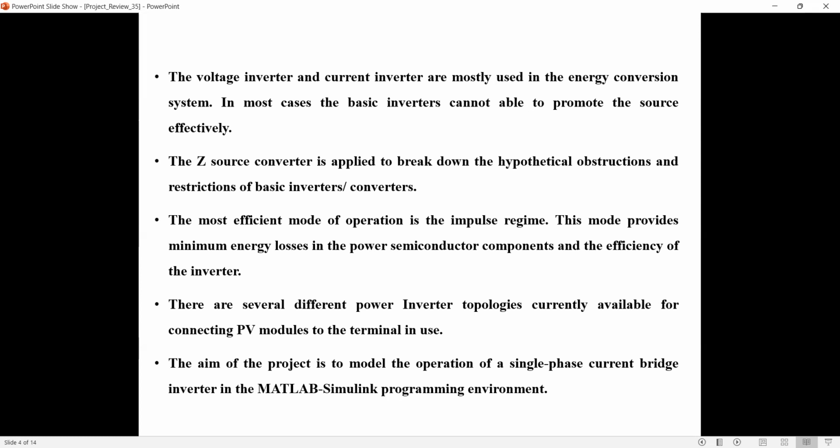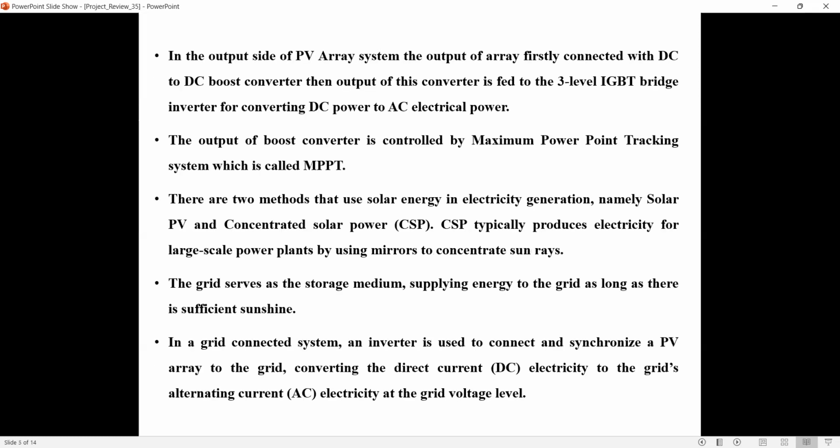There are several different power inverter topologies currently available for connecting PV modules to the terminal in use. The aim of the project is to model the operation of a single-phase current bridge inverter in the MATLAB Simulink programming environment. On the output side of the PV array system, the output of the array is first connected to a DC to DC boost converter, then the output of the converter is fed to a 3-level IGBT bridge inverter for converting DC power to AC electrical power. IGBT is insulated gate bipolar transistor bridge.